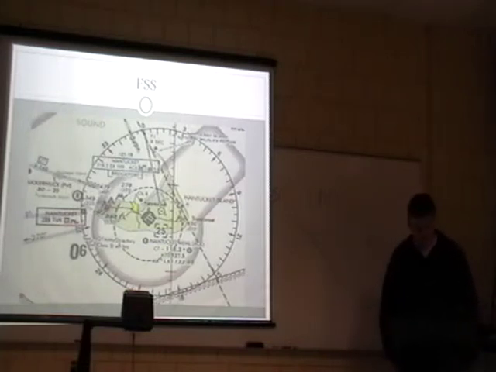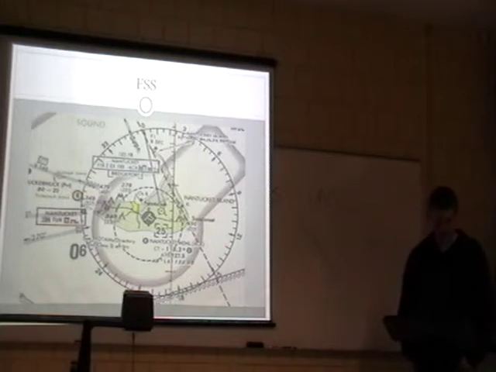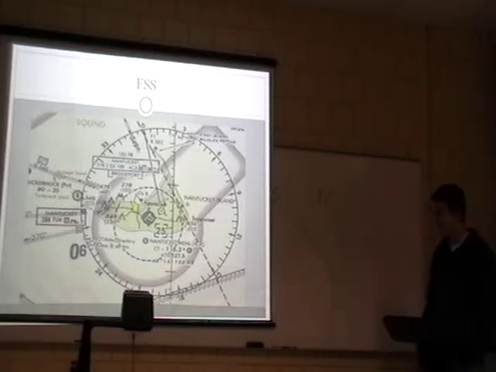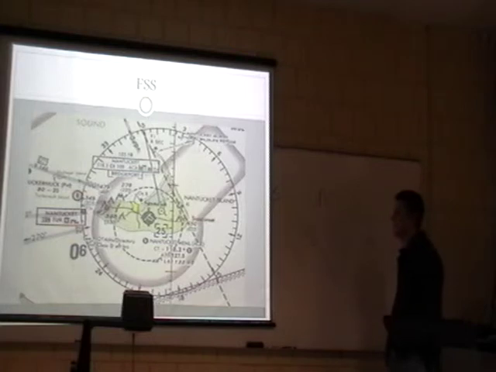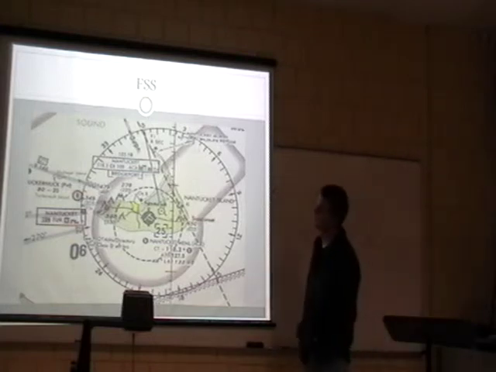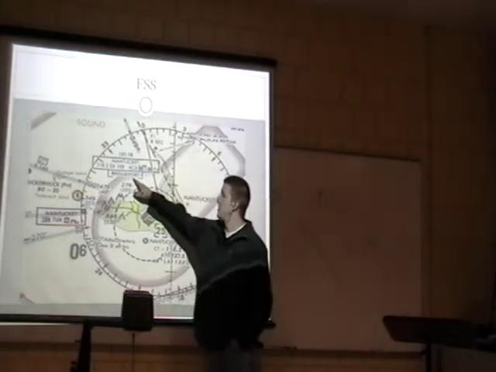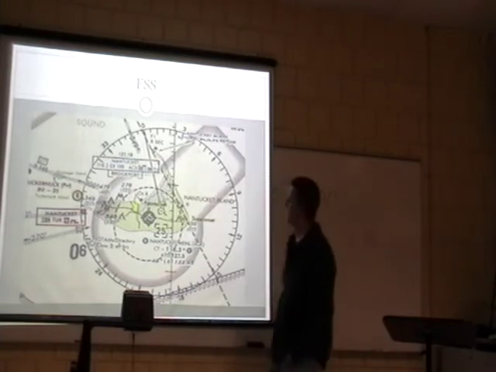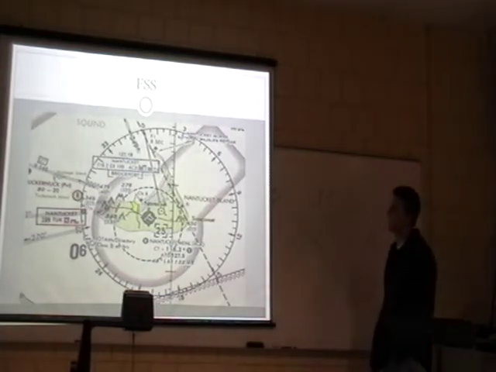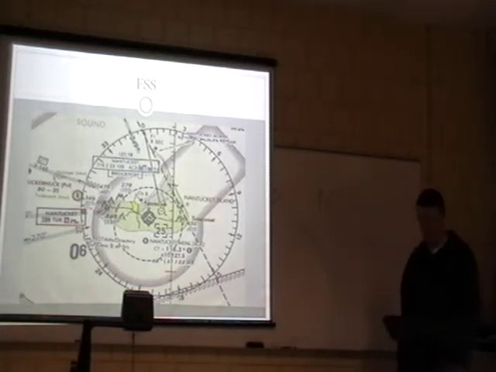Alright, flight service station, textbook definition: ATC facilities which provide a variety of services to pilots, including weather briefings, en route communication, and VFR search and rescue. Here, your flight service station is going to be Bridgeport. You can see it's right here off the Nantucket VOR there.